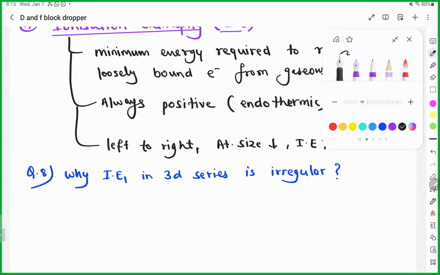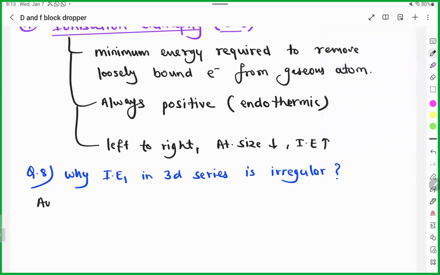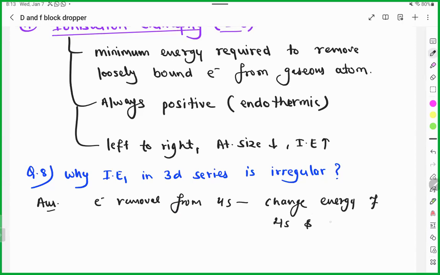Removal of an electron from the 4s orbital changes the energy of both 4s and 3d, because 4s might have one electron or two electrons. We don't know what will be the number of electrons in the 3d orbital. But we definitely know one thing: the electron removal from 4s changes the energy in both 4s as well as 3d orbital.